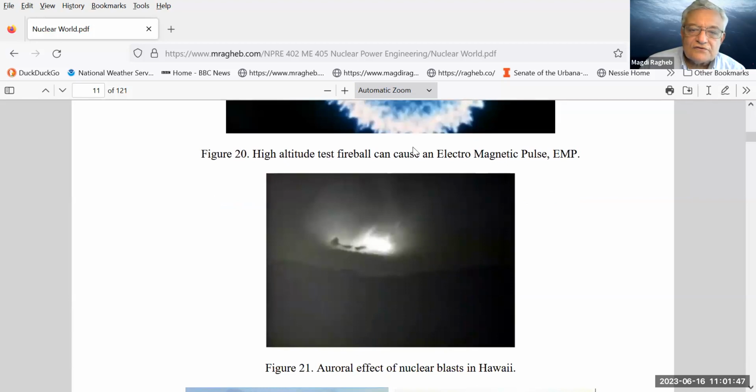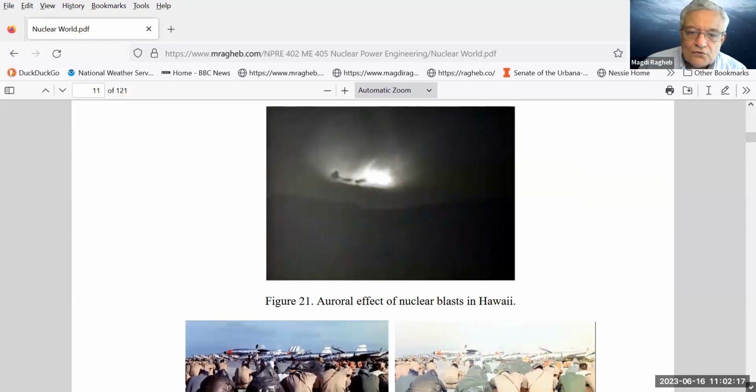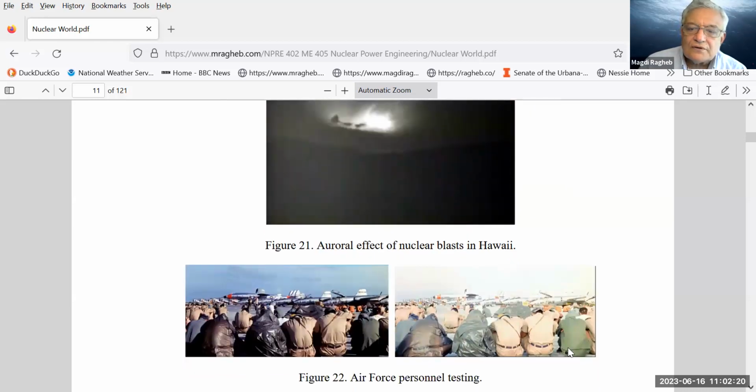One of those tests occurred in the Pacific close to the island of Hawaii. And you could see here that is the island of Hawaii. Now, the observation is that they can cause auroras, aurora borealis, like the auroras that happen from the effect of the solar wind, and it destroyed many of the street lights in Honolulu in Hawaii. This is again testing of the Air Force personnel.